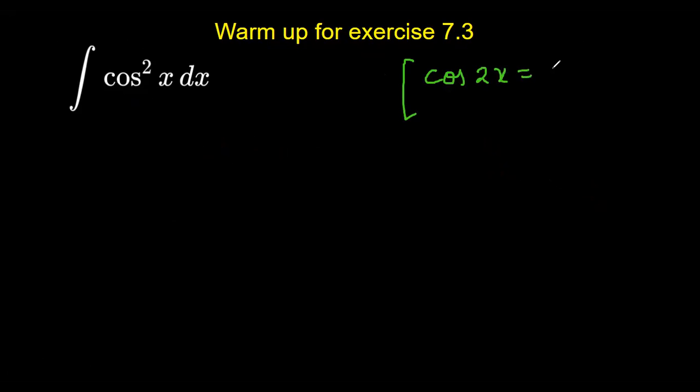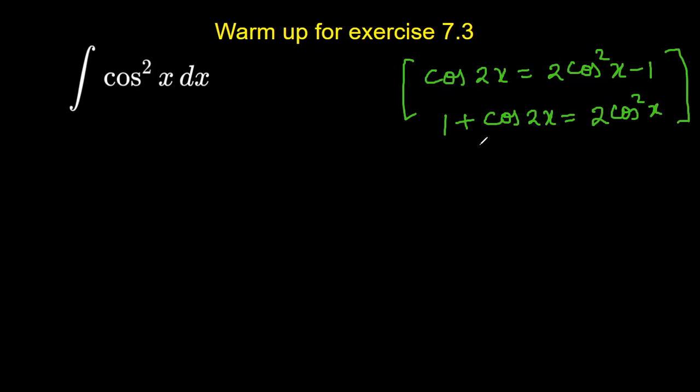Cos 2x can be written as 2 cos square x minus 1. This means 2 cos square x is the same as 1 plus cos 2x. We are carrying this negative 1 to the left hand side, so 1 plus cos 2x is 2 cos square x. Now we will be using this identity to integrate cos square x.